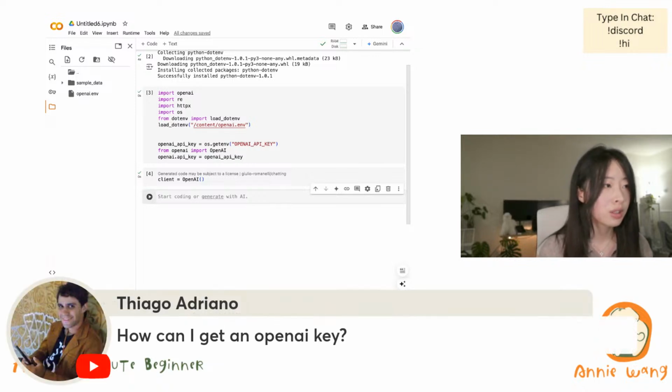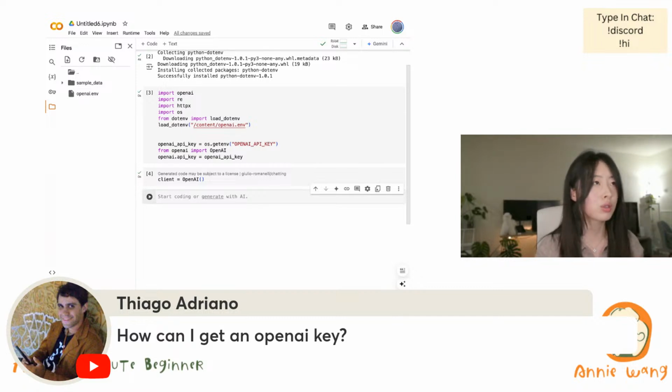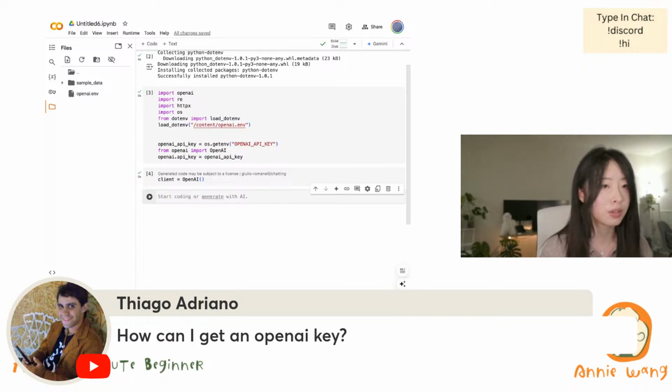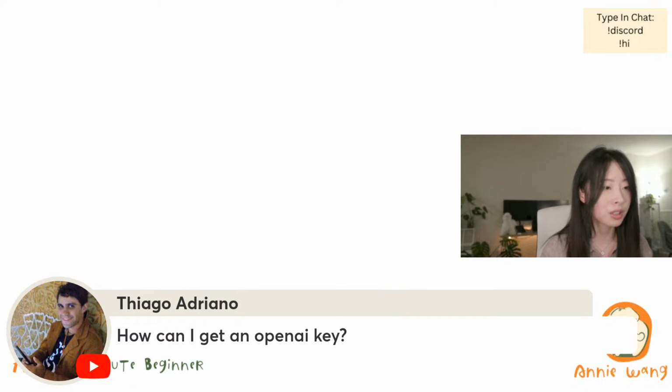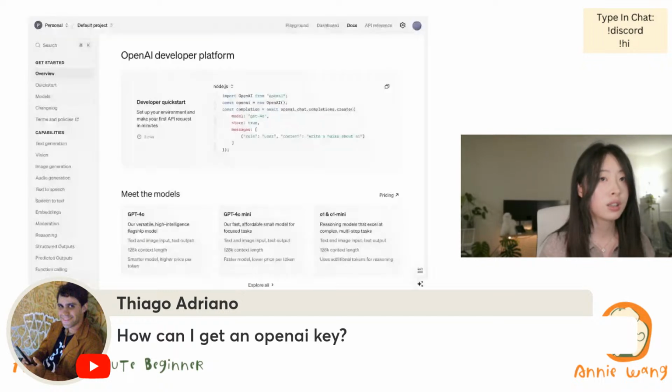Okay, Saigo is asking, how can I get an OpenAI key? Oh, okay. If you don't know how to get an OpenAI key, I can show you. So you open this OpenAI doc overview. I'll share my screen. Give me a sec. I'll stop sharing and share my screen again. Okay, I think this should be the right screen. Yes. Okay, I'm going to send this link to the chat.